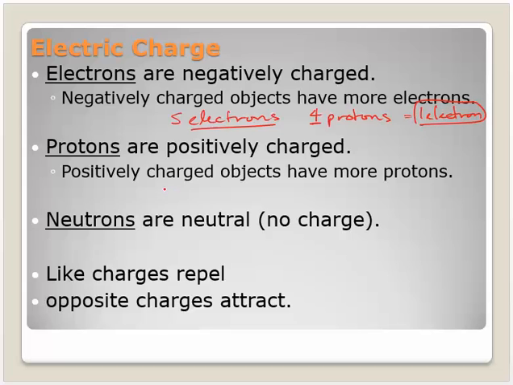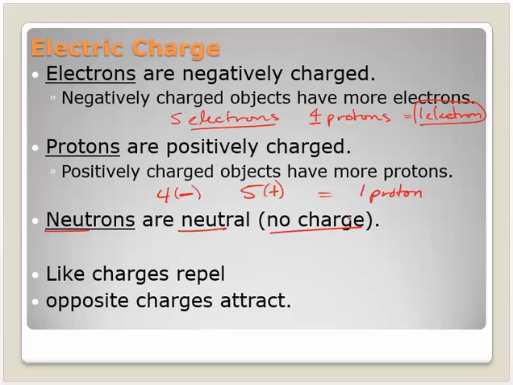Well, this would be just the opposite. We could have 4 electrons. I'm going to put negative because they're negatively charged, and 5 protons. And when we put those together, we get 1 proton, or 1 positive charge. Neutrons are neutral, which means they have no charge at all.